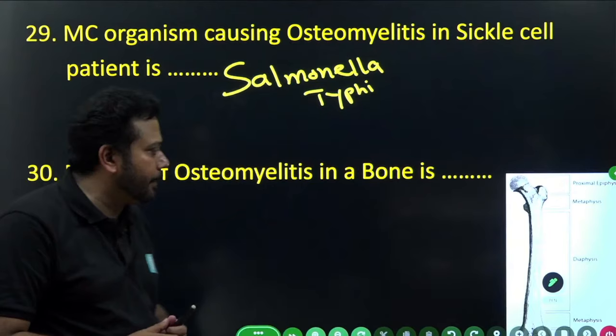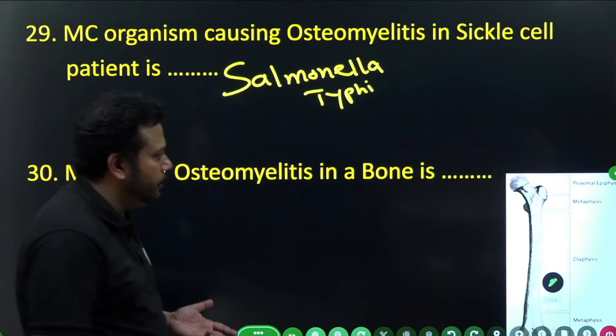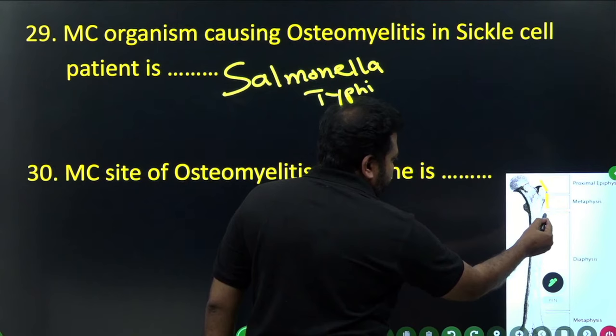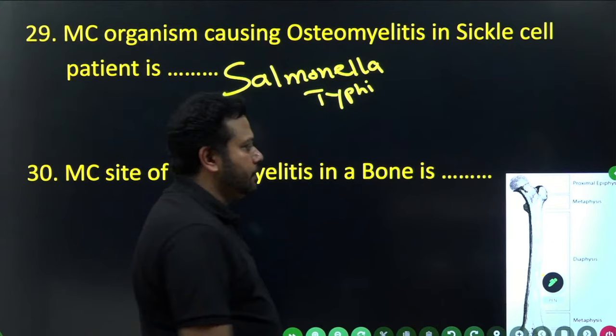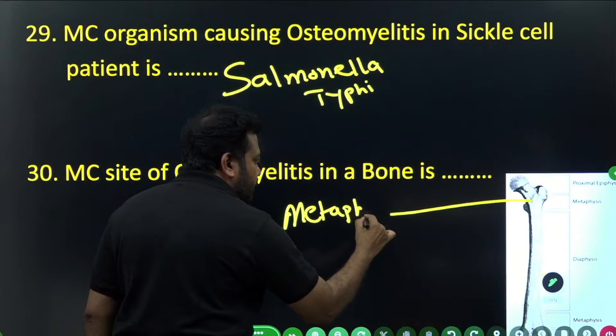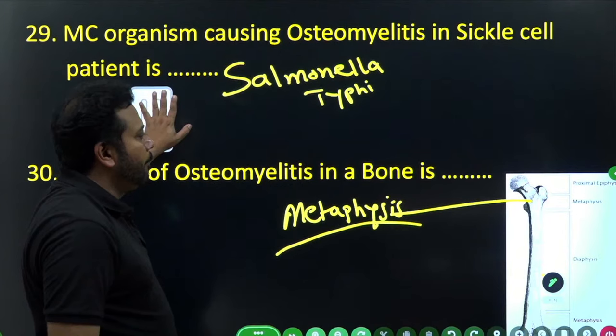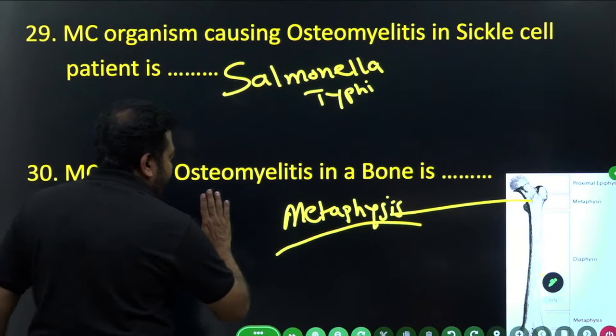And most common site of osteomyelitis in a bone. This is again an LKG question. This part is called epiphysis. This part is called metaphysis. This is called diaphysis. Everyone knows osteomyelitis is a disorder of the metaphysis. 99% happens only in the metaphysis. You know why this is common in the metaphysis?